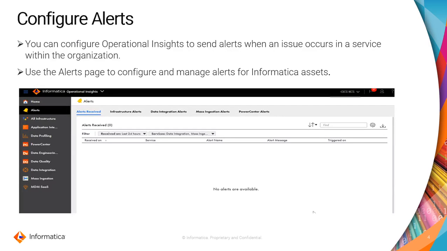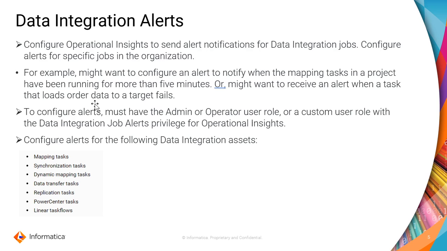Now we'll talk about how we can configure the alert. In Operational Insight, we can configure the alert and set the notification for when an issue occurs in a service within the organization, or alerts for a specific Informatica asset as well. This is how the UI looks for Operational Insight. We'll be covering the same thing in the demonstration part.